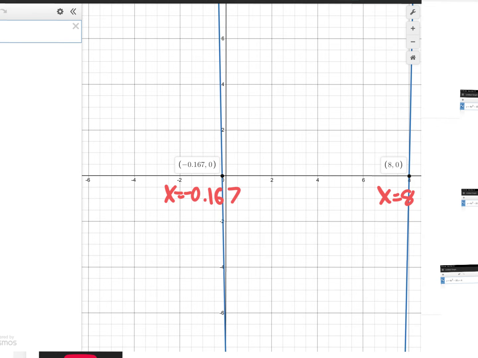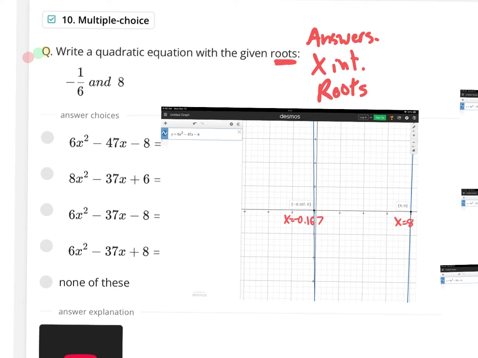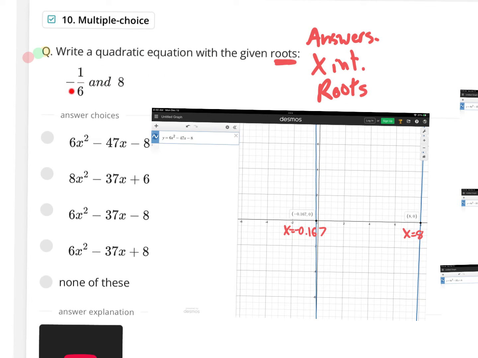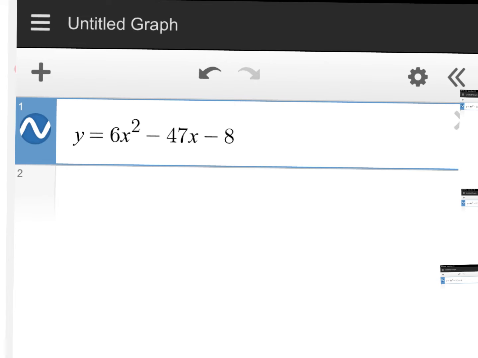-0.167. And that is a fraction. And let's look at our multiple choice. Well, actually, this is -1/6. If you do it on a calculator, -1 divided by 6, it'll give you the -0.167 that's here. So we know that this guy right here is the correct answer, y equals 6x squared minus 47x minus 8.